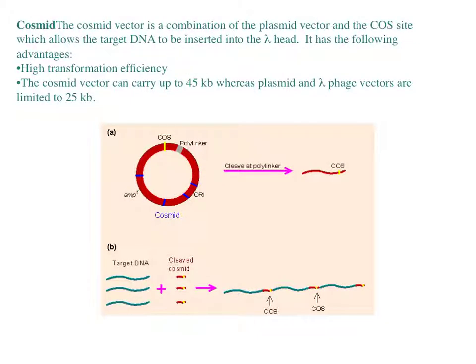The cosmid vector is a combination of the plasmid vector and the COS site, which allows the target DNA to be inserted into the lambda head. Advantages, its high transformation efficiency. The cosmid vector can carry up to 45 kilobases, where plasmids and lambda phage are limited to 25. And so here is a cosmid with your COS site shown here. And this is for packaging into the lambda phage.